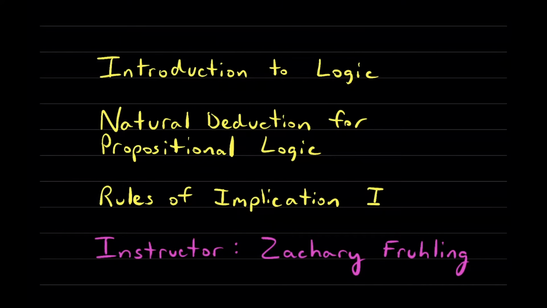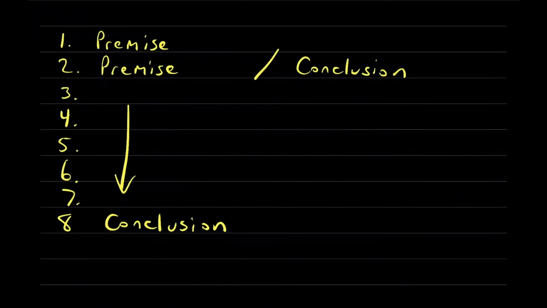This week, we are going to talk about the natural deduction method for propositional logic, what is sometimes known as the proof method. And we're going to cover the first 4 rules of implication, which your textbook calls Rules of Implication 1. Before we dive in, I want to talk about what the proof method actually is.